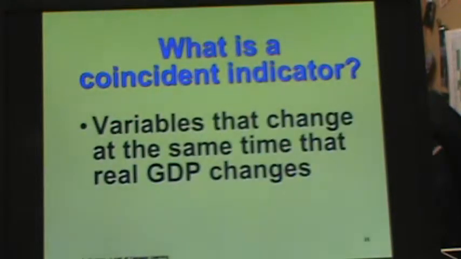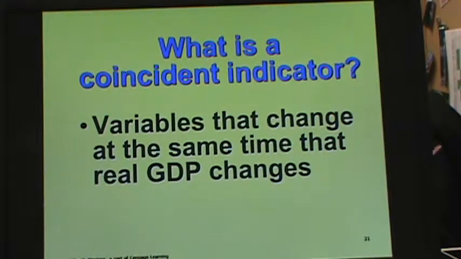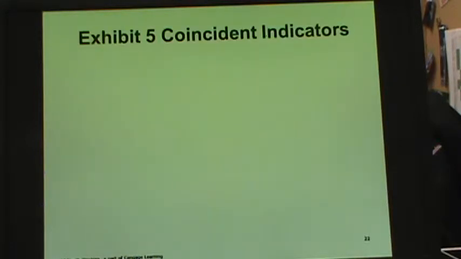A coincident indicator is a variable that changes at the same time that real GDP changes. So our leading indicators change before GDP changes and cause a change in GDP. These are going to change at the same time. They don't play a direct part in changing the GDP, but they change coincidentally with GDP. So they call it coincident because they're not 100% sure that one is caused by the other.